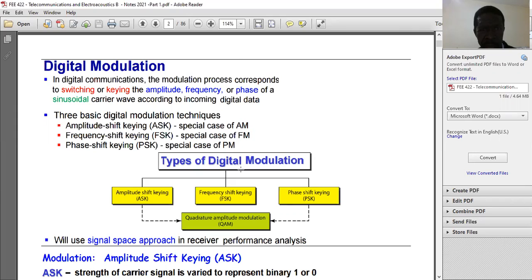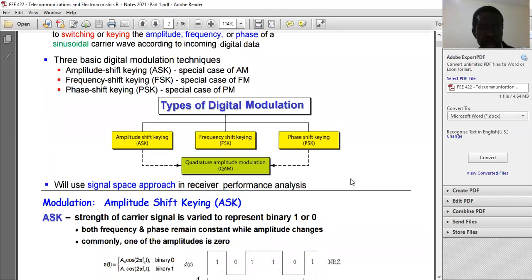We have this diagram here, which is basically indicating the types of digital modulation for ease of remembrance. You can now have variations of the three, and including even a combination. For example, you can have a combination of amplitude and phase in QAM, and you can also have other variations. But the main types are those three.